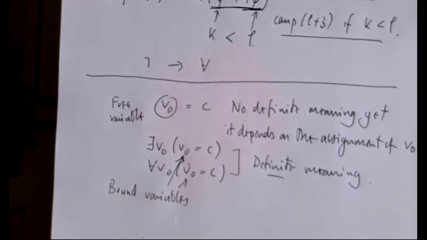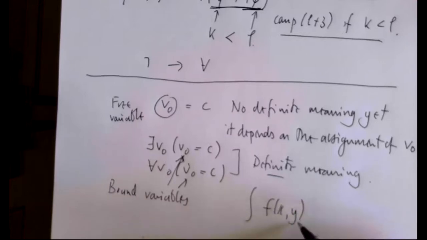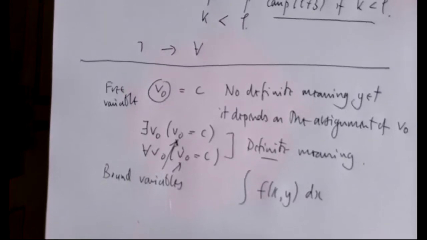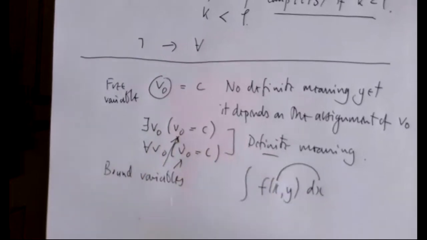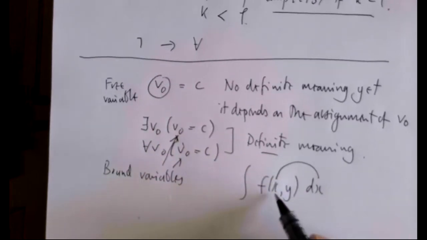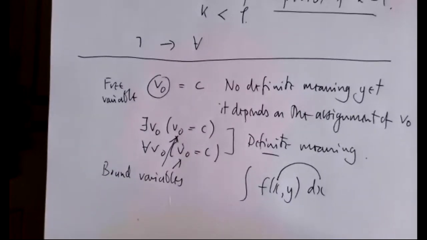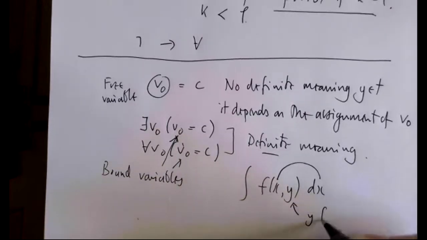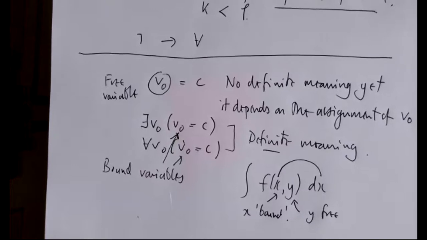And the example that mathematicians always like to give is, they say something like this: we've got some function f of x and y, and we integrate with respect to dx. But so the dx here somehow binds the x that's in the f. We're integrating with respect to this variable. But the y variable remains free. And x is bound.